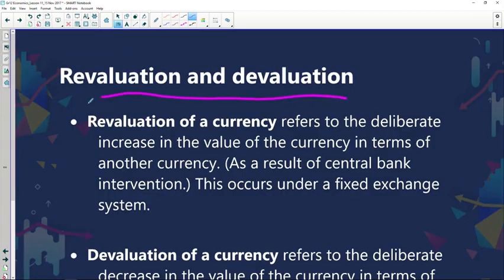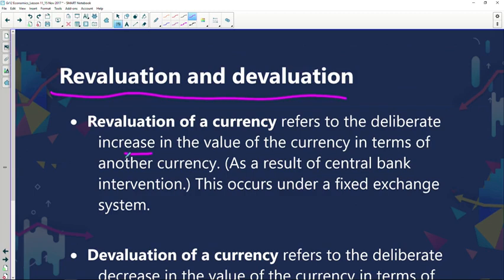So we are looking at revaluation and devaluation of a currency. Starting off with revaluation of a currency, it refers to the deliberate increase in the value of the currency in terms of another currency as a result of central bank intervention. This occurs under a fixed exchange system.